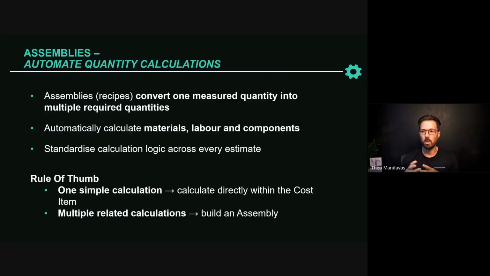And just as a rule of thumb, if you've got one simple calculation, what you want to do is just calculate that directly within the cost item. So like those single items we just added in for those first 4 categories, they don't need an assembly because they're just a simple calculation and cost item. However, if you've got multiple related calculations when you're trying to get to a cost figure, that's when you're going to build an assembly.